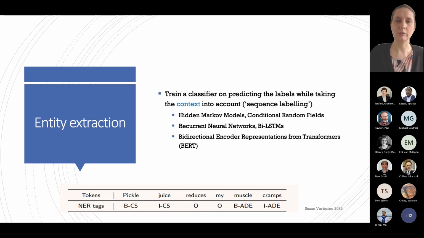But since 2018, 2019, almost all sequence labeling models have been superseded by transformer models, and mostly used are BERT models, bidirectional encoder representations from transformers. The transformer is the architecture, and encoder means we're not generating text, we're only encoding text, we're only processing text. Right, so this is the type of models that we use.